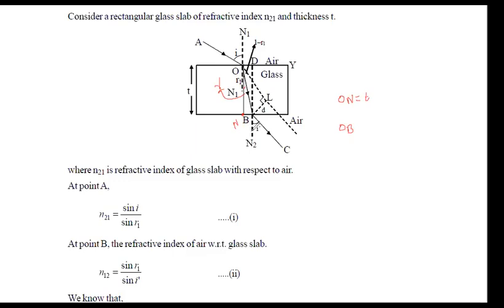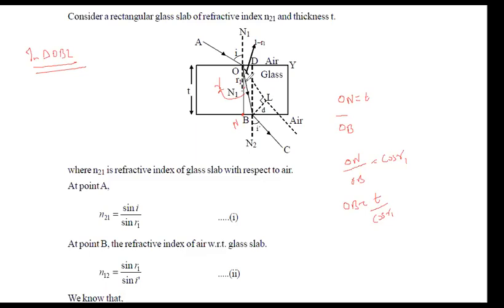So ON by OB is equal to cos R, or cos R1. Anyone have any issue? Or OB is equal to ON, which is T by cos R1. Yes or no? Tell me, in this triangle ONB, right? Now, in triangle OBL, we know that this angle is what? Tell me, what is this angle?